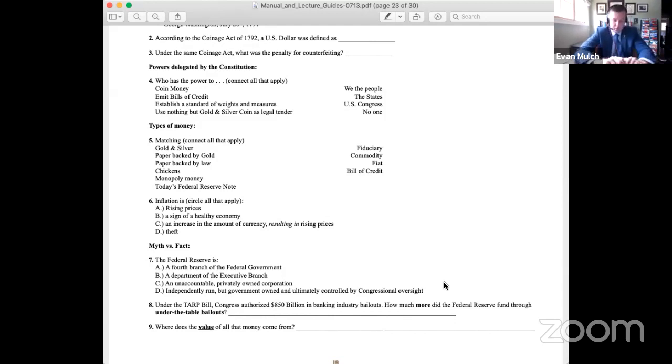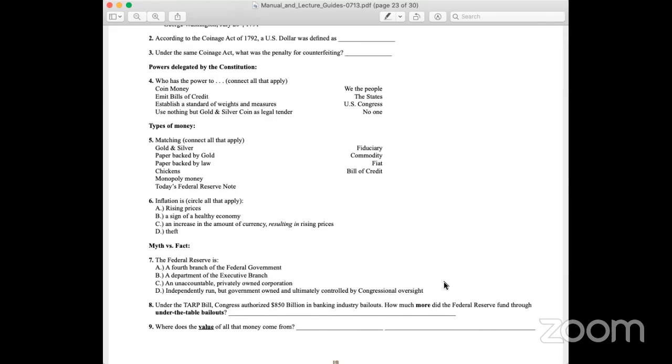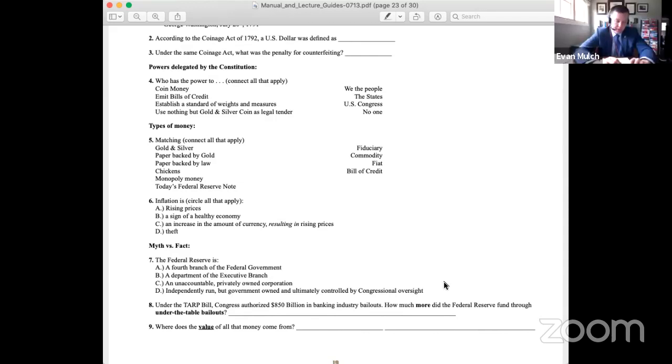The note that we trade with people, our $5 bills, our $1 bills. What kind of money is that? Fiat. You're right. The Federal Reserve notes that we trade today are the same as the monopoly money, and they're the same as paper backed by law. So anyways, that's the state we're in, and that's why we're experiencing so many troubles in America.